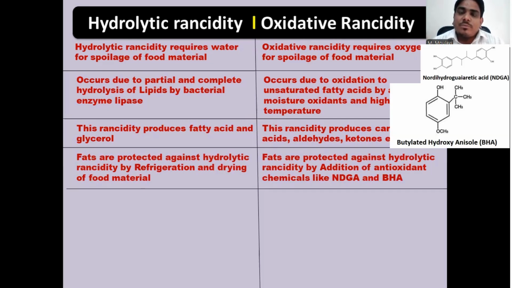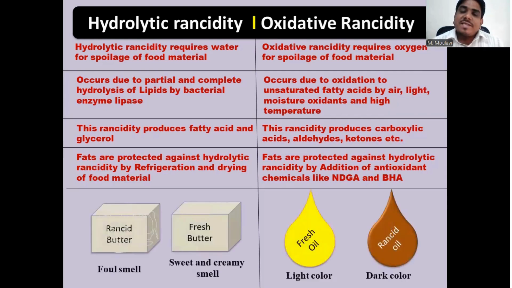To protect the food material from oxidative rancidity, the fats and the food materials are protected by the addition of antioxidant chemicals like NDGA and BHA. Here are examples of food material that show the respective type of rancidity.